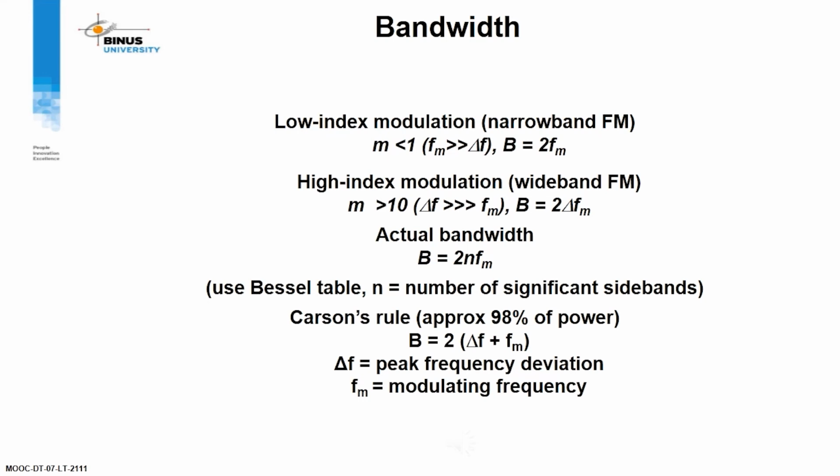According to Carson's rule, bandwidth is equal to delta F plus fm. Delta F is the peak frequency deviation, and fm is the modulating frequency.